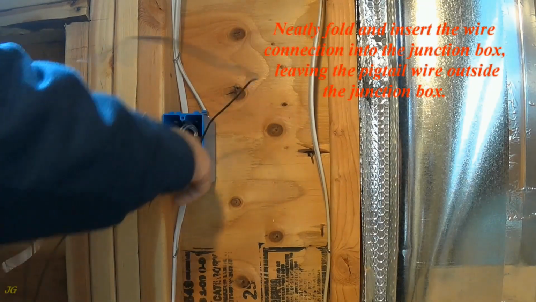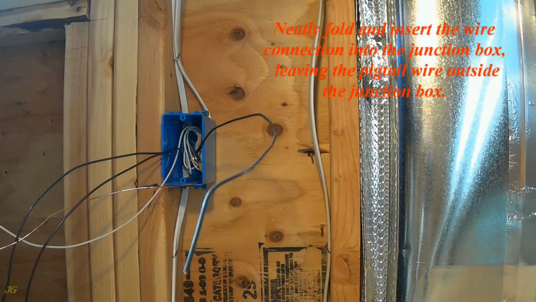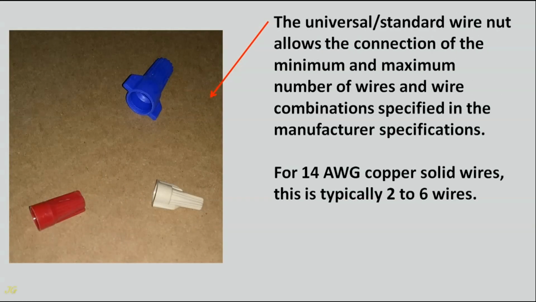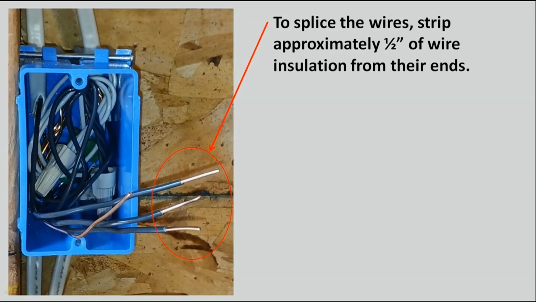Neatly fold and insert the wire connection into the junction box, leaving the pigtail wire outside the junction box. Use a medium-sized universal wire nut that can be used for any connection for the number of wires specified in its specifications. For 14-gauge copper solid wires, this is typically 2 to 6 wires. To splice the wires, strip approximately 1/2 inch of wire insulation from their ends.